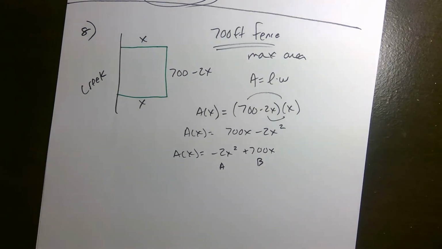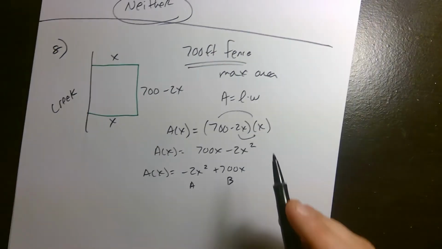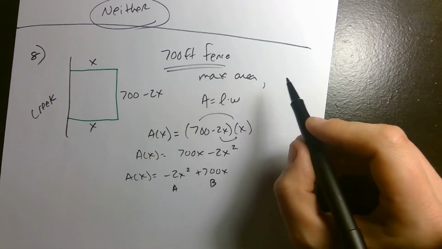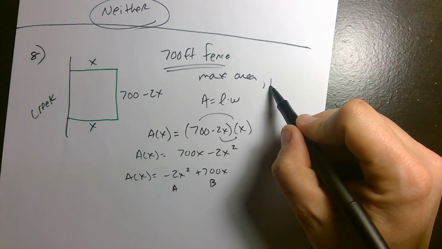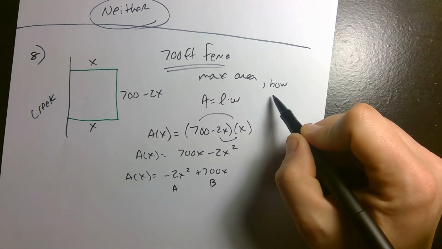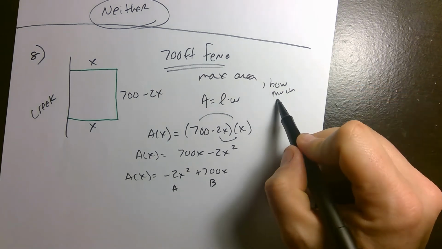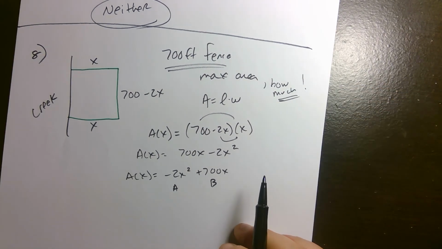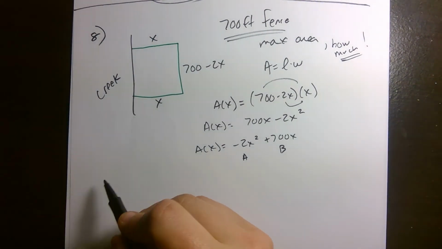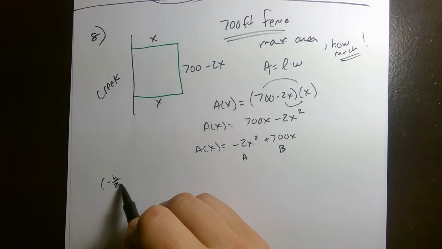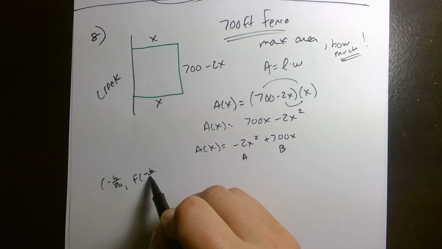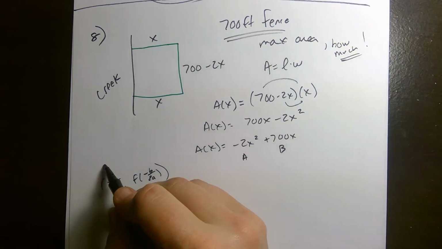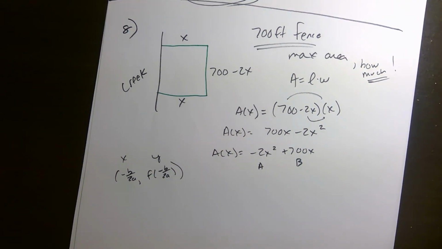We have to make sure that the squared piece is always a. And so again, since I'm looking for the max area, I'm going to have to find the y value here. And so I need to find the opposite of b over 2a. And then I need to plug it back in and find f of the opposite b over 2a. And that's going to give me my maximum area.